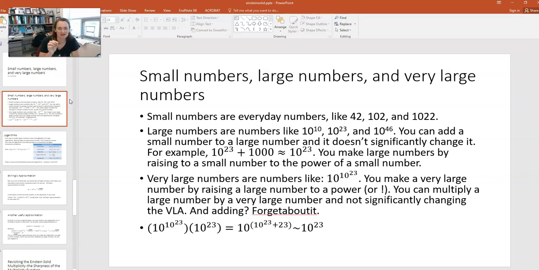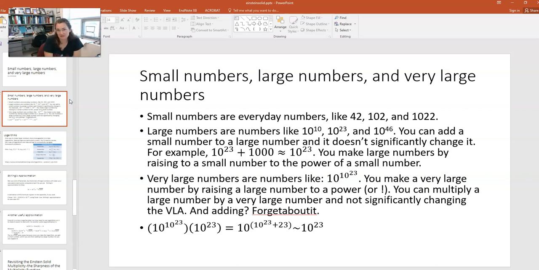You can make a very large number by raising a large number to the power of a large number. Another way to do it is by using a factorial. If you do a large number factorial, that's going to be a very large number. Now, you can multiply a large number by a very large number, and the very large number doesn't change pretty much at all. And adding, forget about it, right?